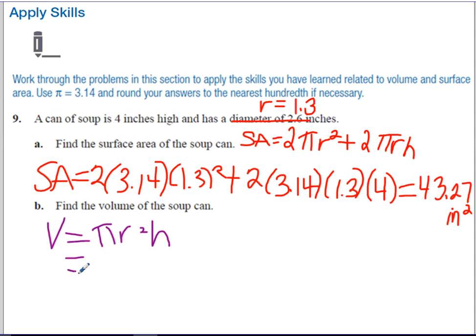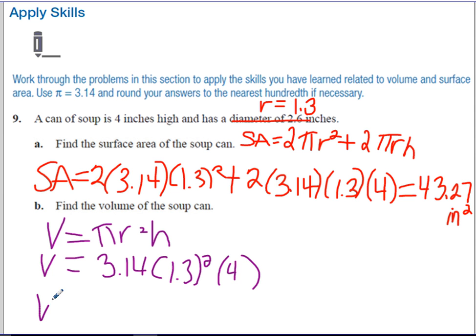So our volume will equal 3.14 times 1.3 squared times our height of 4. And so that gives us an answer of 21.23. And volume is in cubic inches.